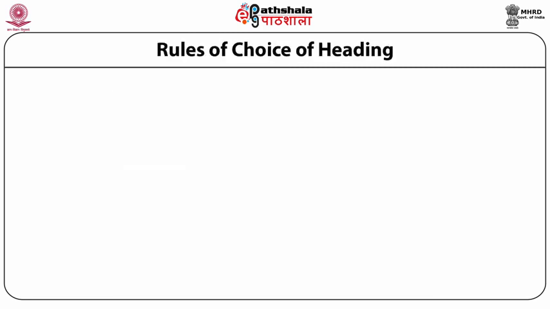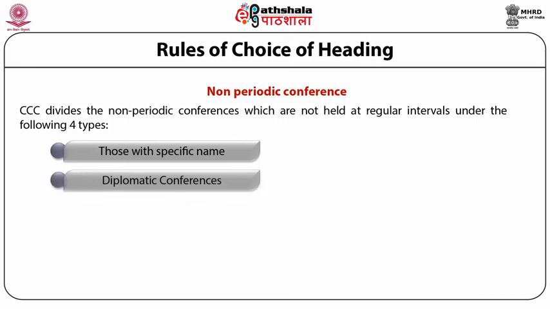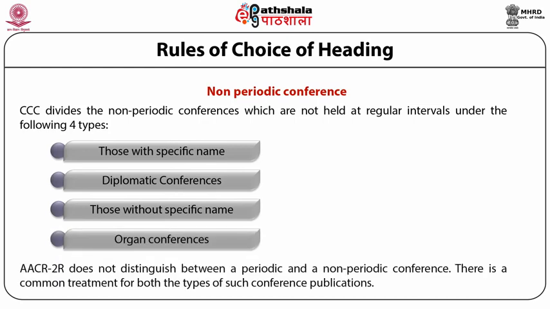Second type of conference, that is non-periodic conference. CCC divides the non-periodical conferences which are not held at regular intervals under the following 4 types. First, those with a specific name. Second, diplomatic conferences. Third, those without a specific name. Fourth, organ conferences. AACR 2R does not distinguish between a periodical and non-periodical conference. There is a common treatment for both the types of such conference publications.